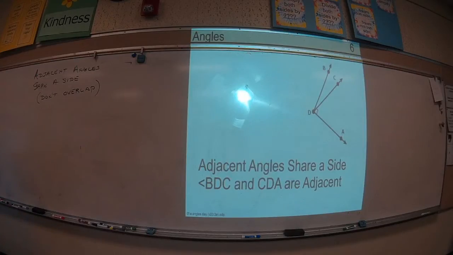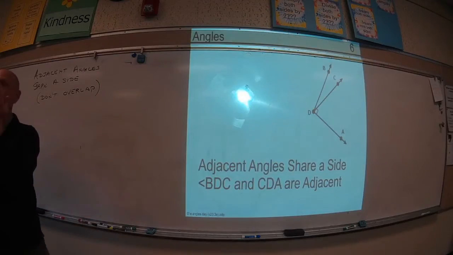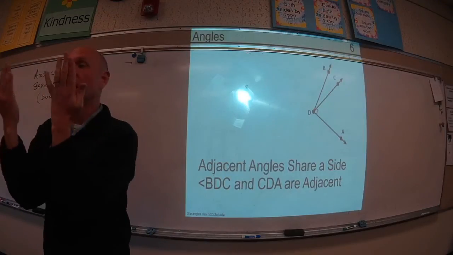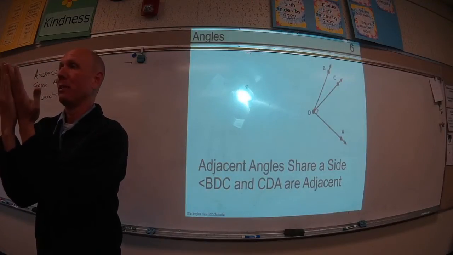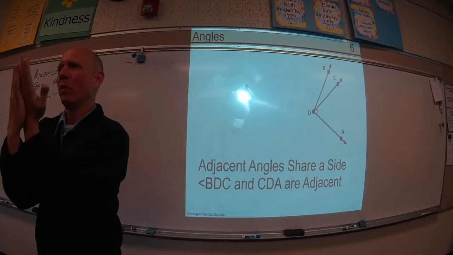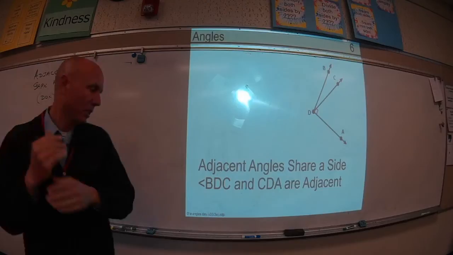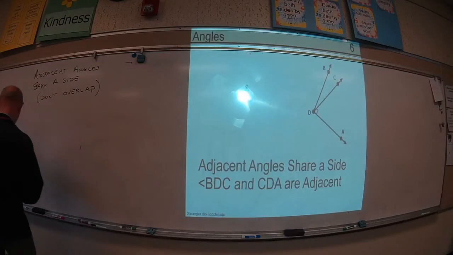So if my hands were angles, this would be adjacent. How they kind of share an edge. They got a sharing edge. But overlapping means they're, like my fingers are still kind of sharing a finger, but they're overlapping. That's not adjacent. Adjacent is right next to each other like this. So here's an image of adjacents.